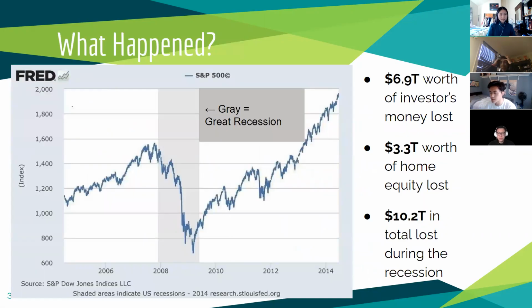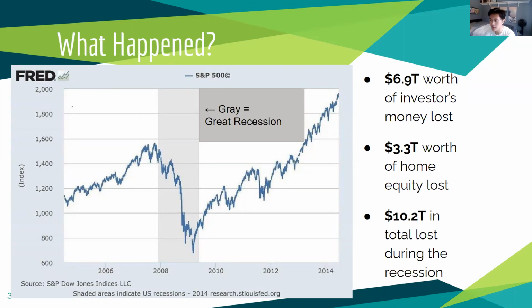So essentially what happened. This is pretty much the aftermath of the housing crisis. $6.9 trillion worth of investors' money was lost. $3.3 trillion of home equity was lost. And this is trillions of dollars, by the way. And $10.2 trillion in total loss during the recession. So in short, I don't want to get too much into it because we're going to be talking about this later, but millions of American homeowners found themselves owing more on their mortgages than their homes were worth. The Great Recession that followed cost many of them their jobs, their savings, or their homes.